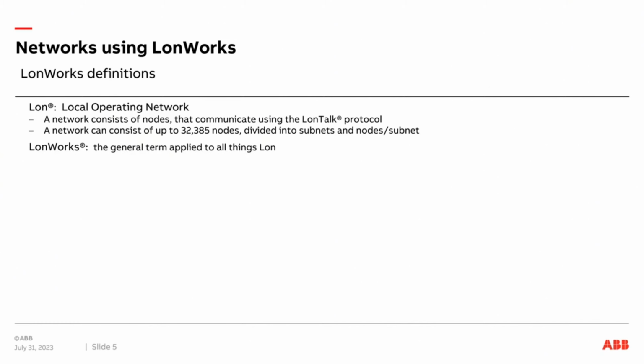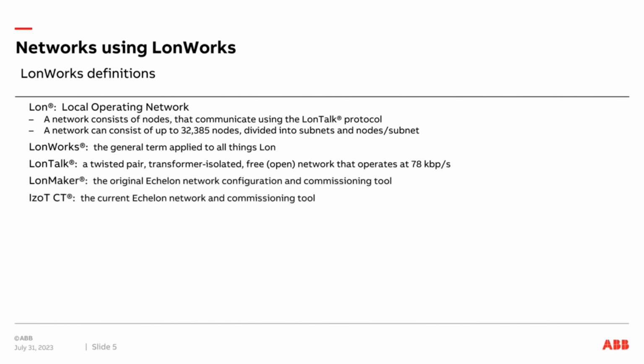Now, LonWorks, the term we hear the most, is the general term that's applied to all things LON. And again, that's the Echelon definition, not something that is made up. LonTalk is defined as a twisted pair transformer isolated free or open network that operates at 78 kilobits. Wow, that's a mouthful.